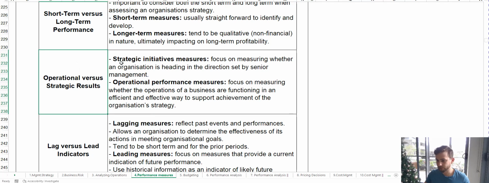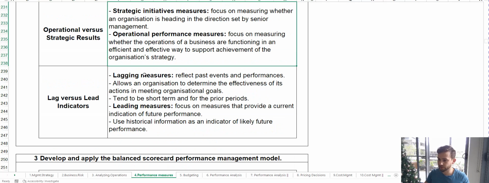We've also got the operational versus strategic results split. If it's strategic, it's more about where the organization is heading, and it's usually a direction set by senior management. Whereas if it's operational, it's more on the day-to-day or month-to-month operations of the business. Is it functioning in an efficient, effective way? This is a means of checking whether, because operational on a day-to-day, adding up over time equals whether you're achieving your strategy. So whether or not your operational means are heading in the right direction to achieve your strategy.